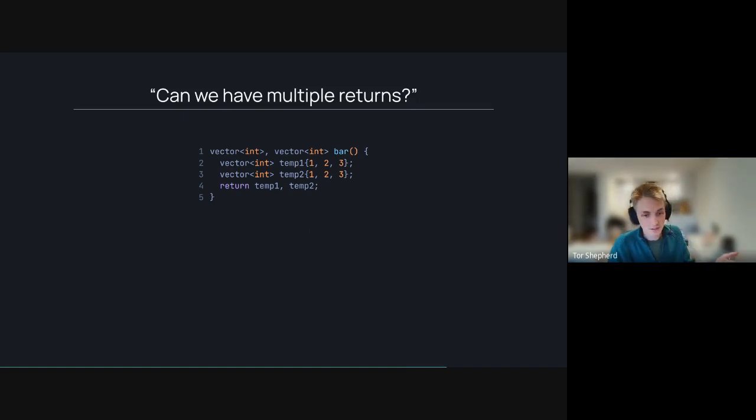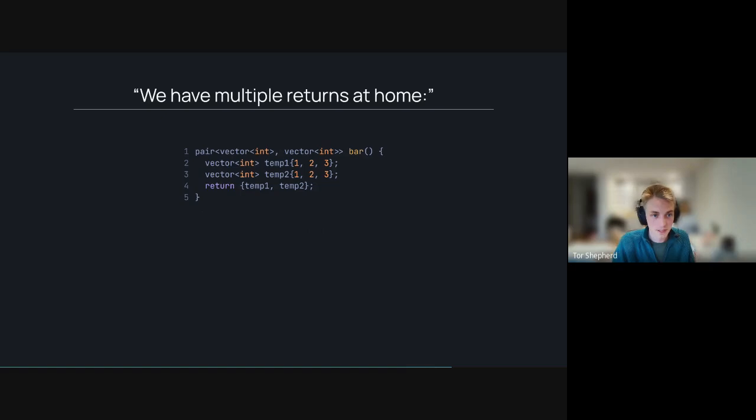Unfortunately, we can't. We have multiple returns at home. They look like this. I see this code a lot. But unfortunately, this doesn't work how you would expect with RVO, right? If we had true multiple returns, then maybe we could just RVO each of those multiple returns, right? We could just construct temp1 in the first return slot and temp2 in the second return slot.